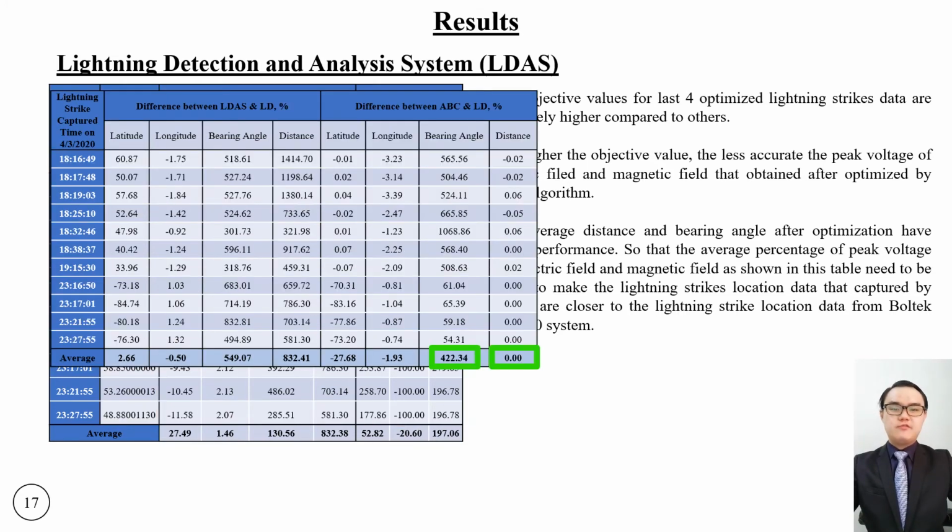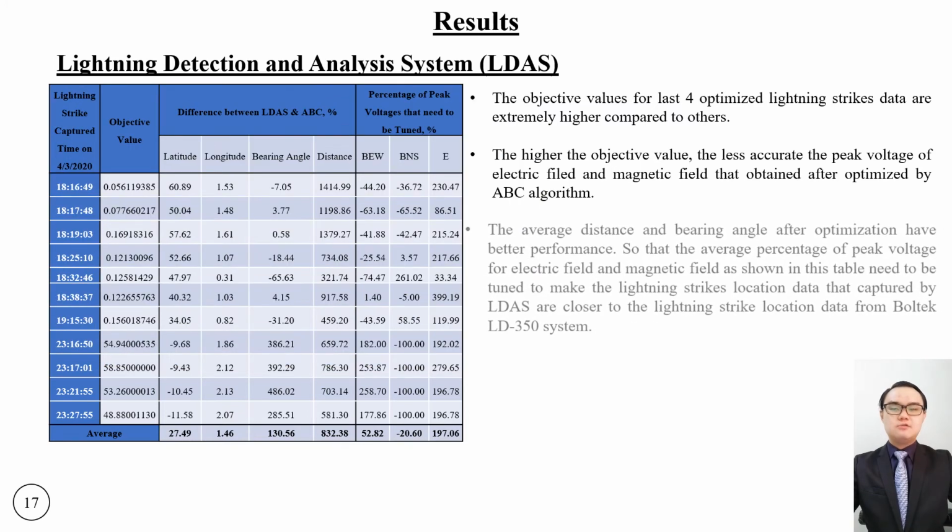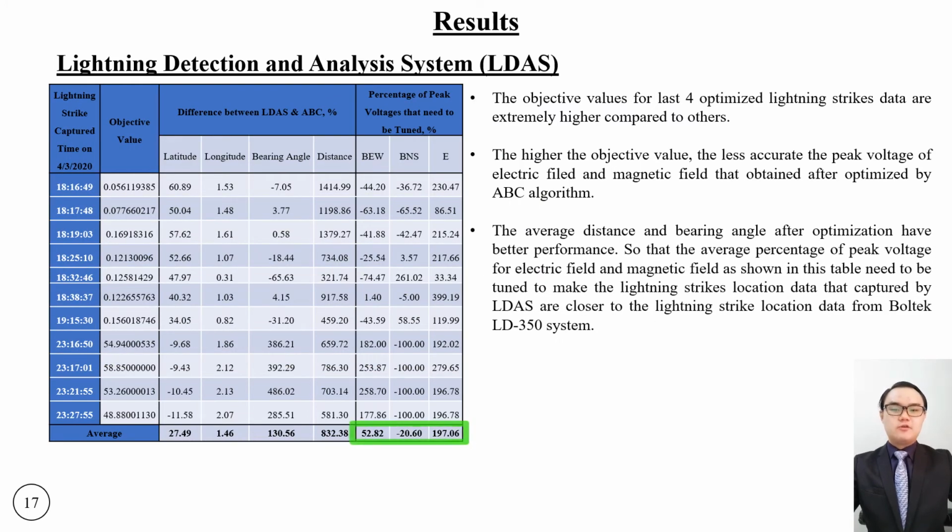In comparison with the lightning strike location data from the Broadhead LD350 system, the average distance and bearing angle after optimization have better performance, so that the percentage of peak voltage for electric field and magnetic field, as shown in this table, need to be tuned to make the lightning strike location data captured by LDAS closer to the lightning strike location data from the Broadhead LD350 system.